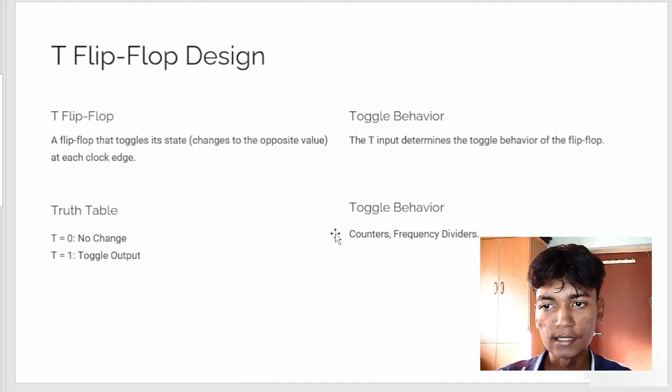Coming to the next slide, T flip-flop design. A T flip-flop toggles its state to the opposite value at each clock edge. Toggle behavior: the T input determines the toggle behavior of the flip-flop. We have the truth table. When T is 0, there is no change, and when T is 1, it toggles the output. Applications: counters and frequency dividers.